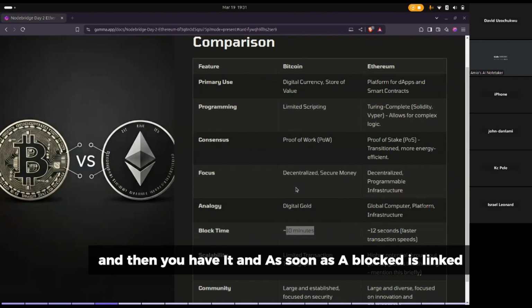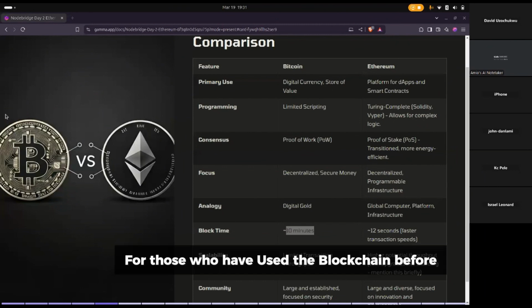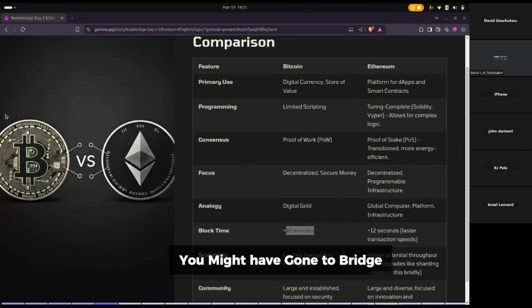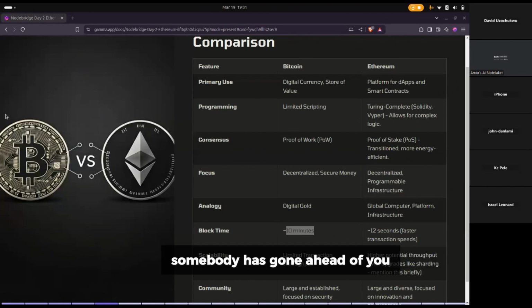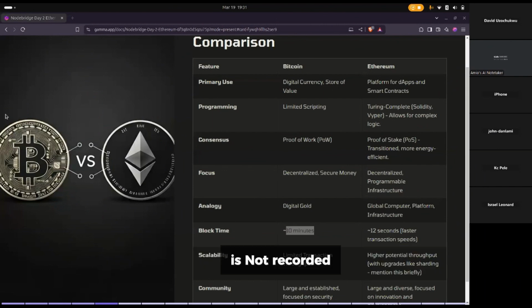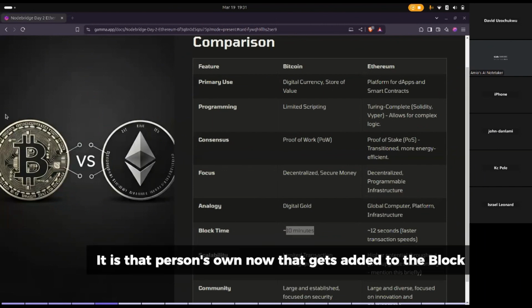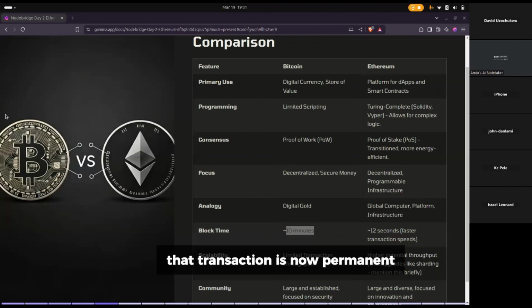And as soon as a block is linked, you can't reverse the process. But for a transaction, if there's a fake transaction, or sometimes you might notice, for those who have used the blockchain before, you might have gone to bridge token A with token B. And then when you put in token A, nothing shows up. Somebody has gone ahead of you and played with it. We call it front running. So your own transaction is not recorded. It is that person's own that gets added to the block. So as soon as it gets added, no matter what you do, because it has already been added to other blocks, that transaction is now permanent.